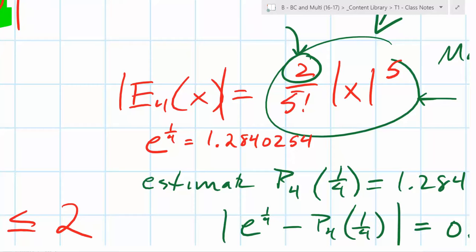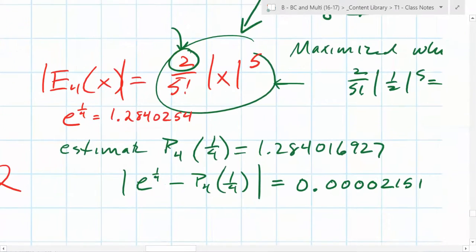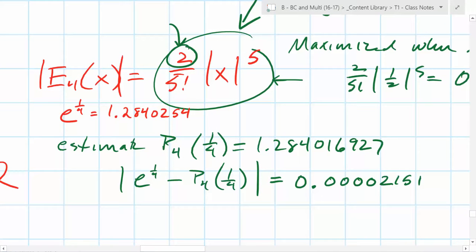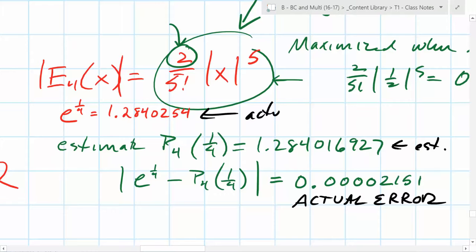What's the easiest mistake people make when they plug 1/4 into a Taylor polynomial like that? They might get a radical wrong, or they put a minus sign in the wrong place. This is the estimate right here. If you plug 1/4 into the e to the x 4th power expansion, this is what you get. So you see this decimal? This is the actual decimal, and this is the approximation. I subtracted these two numbers, so this is the actual error. And this is our estimate, and this is the actual number.